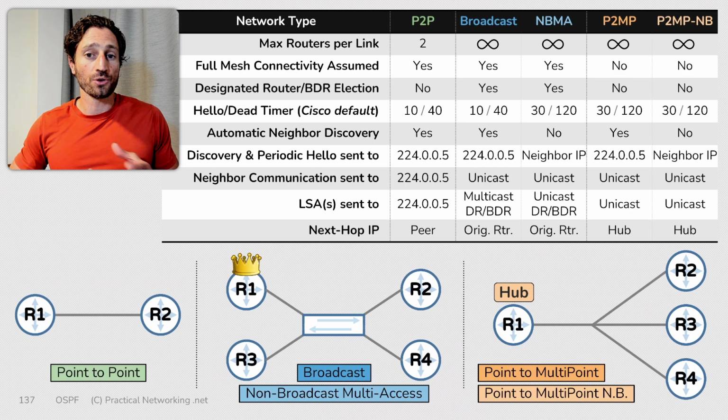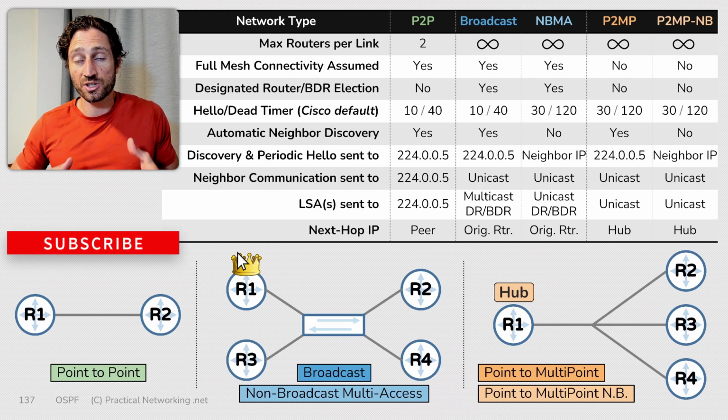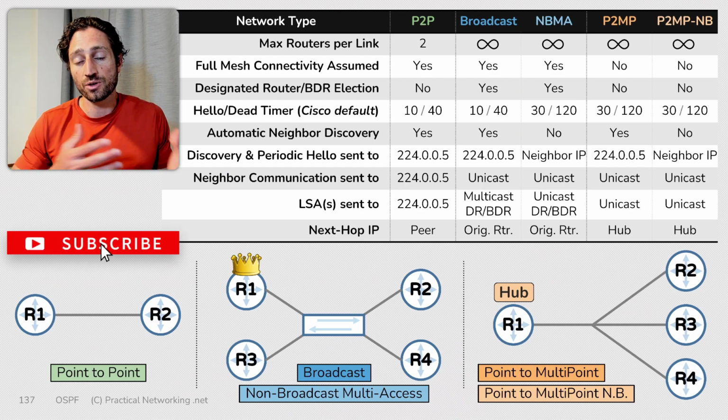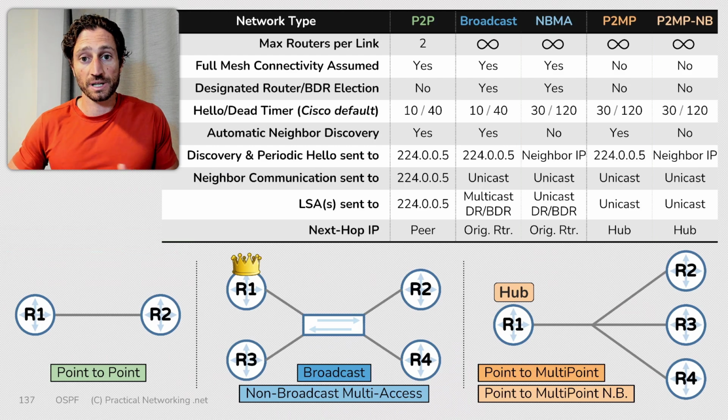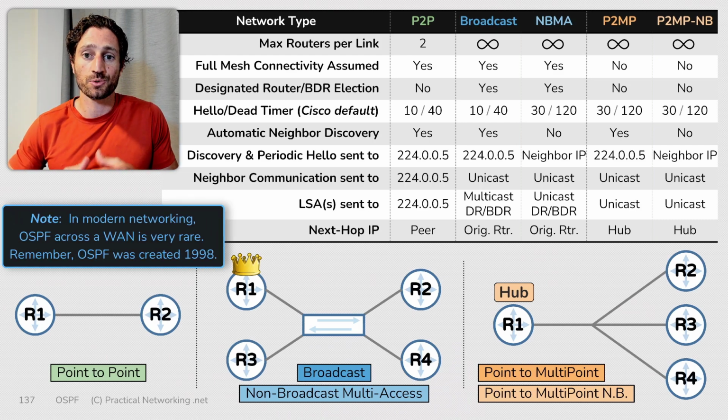And that wraps up all the differences I wanted to illustrate for you regarding the 5 different OSPF network types. The main takeaways from this lesson is understanding the different network types and all the things we just went through in this table. From a practical perspective, remember that 99% of the time you're just going to be configuring point-to-point and broadcast network types within an OSPF LAN. The other network types really only come into play when you're doing OSPF across a WAN.